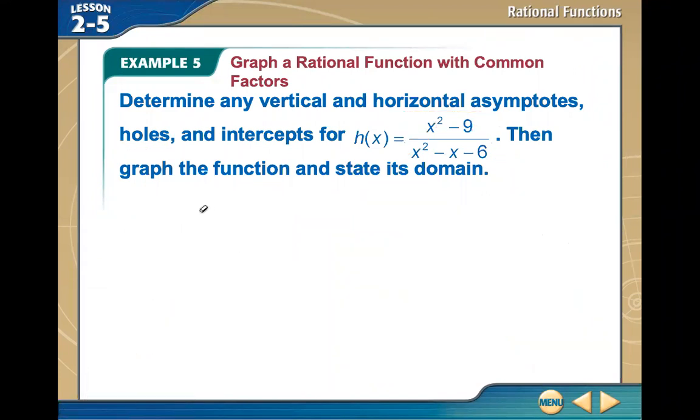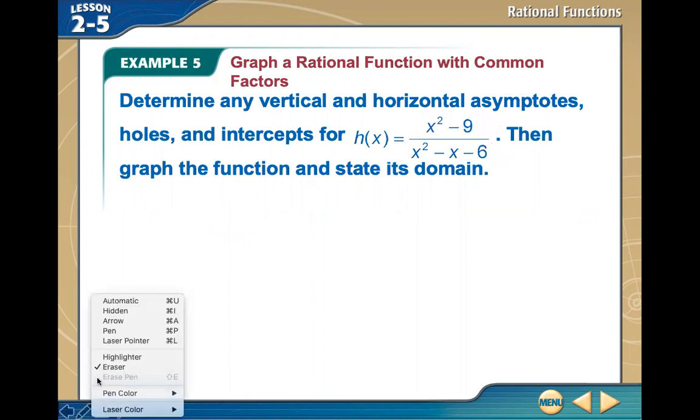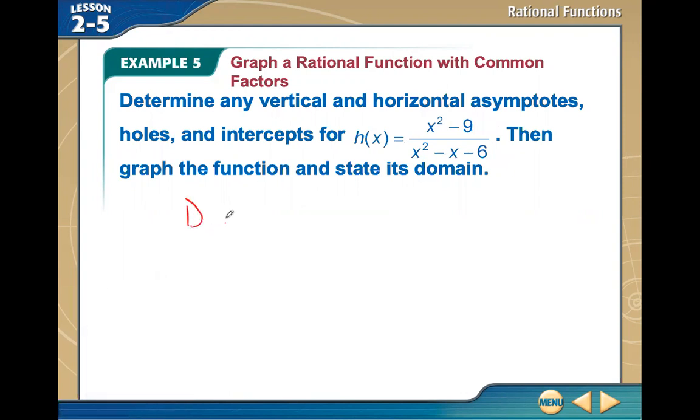It's two. Let me tell you this. What is the domain? Can you tell me what is the domain? Domain is all the real numbers except, be careful, two, and negative 3. Yes.